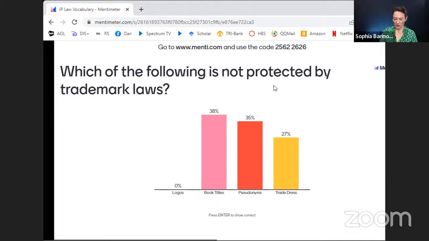Thank you very much. That was a question from Dmitry Kizyanov. So the correct answer on this was book titles. A book title is not protected. It's not extensive enough, and it's too simple. We'll go into those in a moment. But the others are protected: logos, pseudonyms, and trade dress are protected.